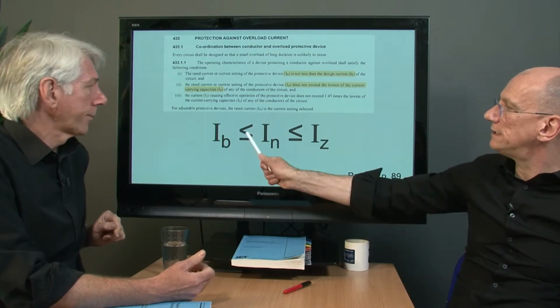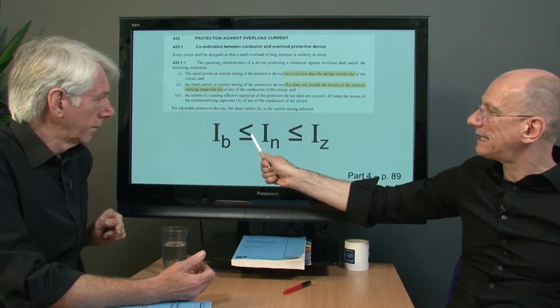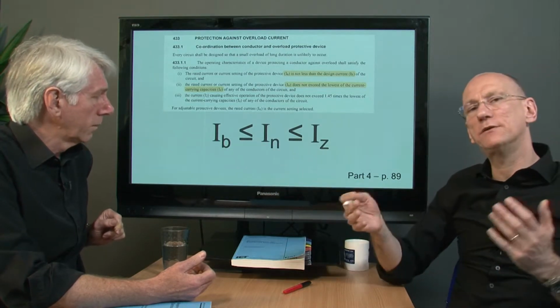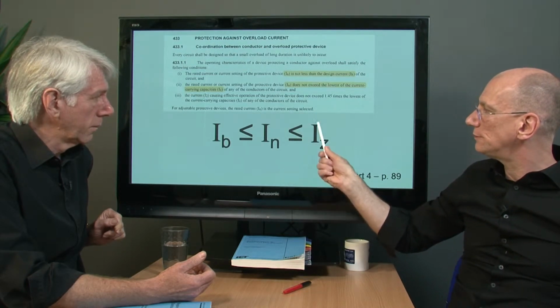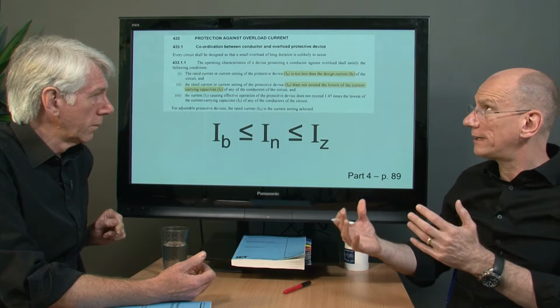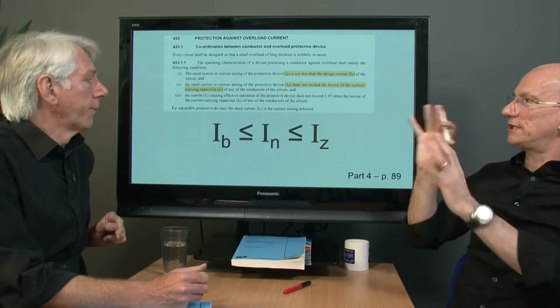It has. I mean, this one is IB, the design current, has to be less than or equal to the rating of the protective device, which has to be less than or equal to the current carrying capacity of the cable. It's really obvious when you work it backwards, isn't it? It is, and it is all spelled out here, but just in an awkward way.